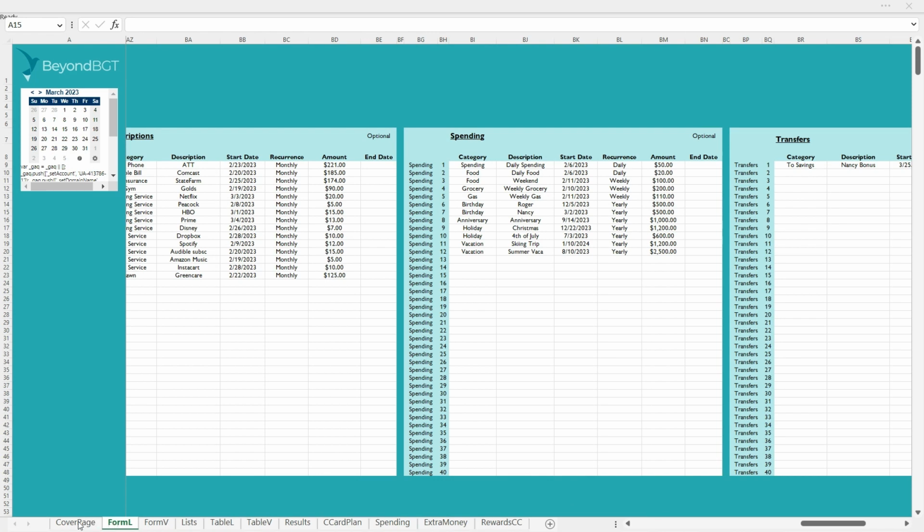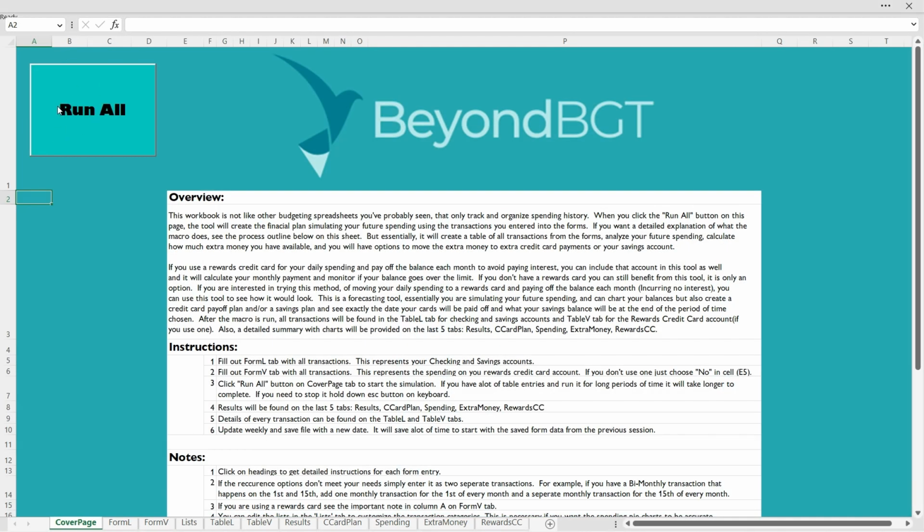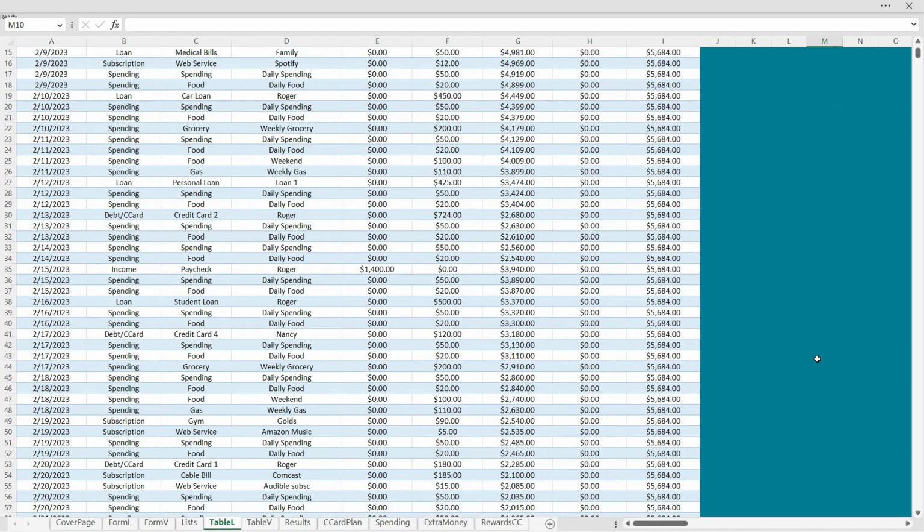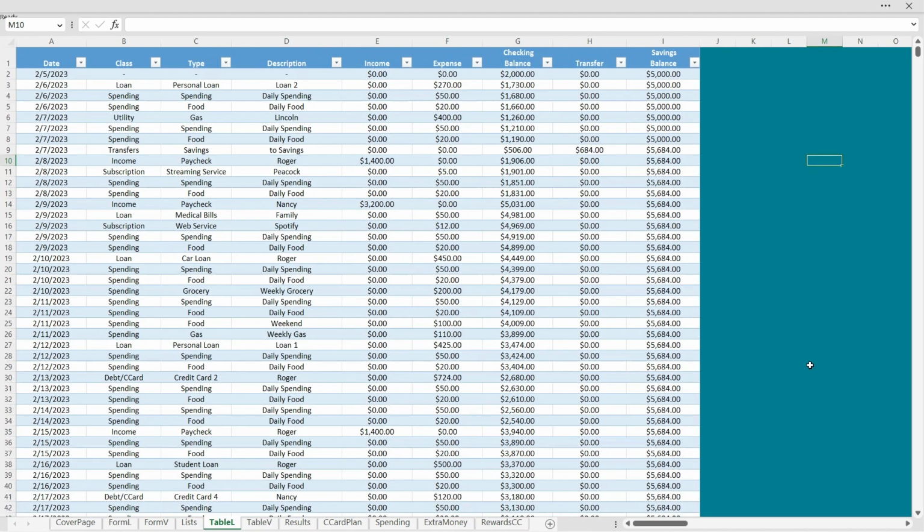Once the forms are filled out, you go to the cover page and hit Run All. It's going to run a macro that could take a few minutes to complete. But what it's going to do is put all the transactions into a table in chronological order and track your balances. Then it's going to analyze these balances and find out how much extra money you have available each month. And then it'll transfer that extra money to credit card payments or to your savings, depending on the options that you chose.